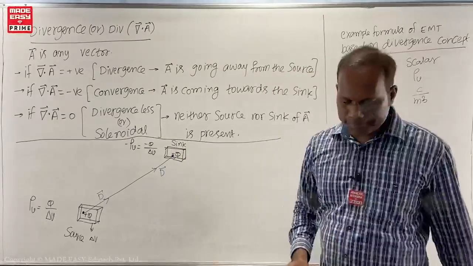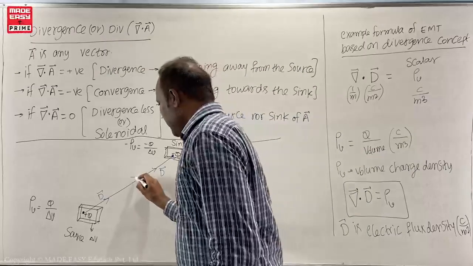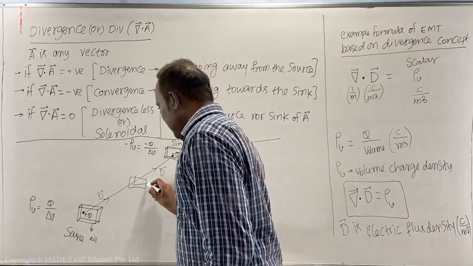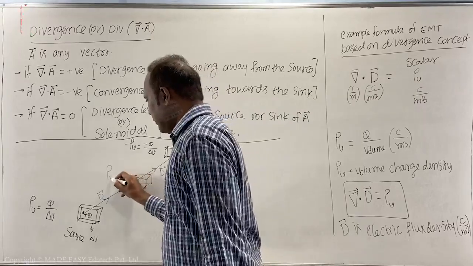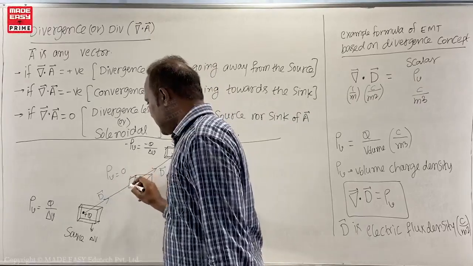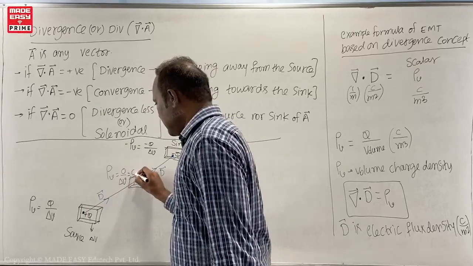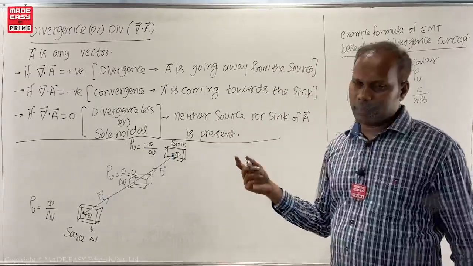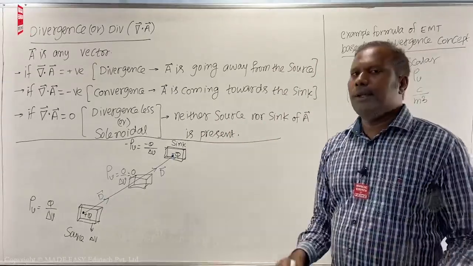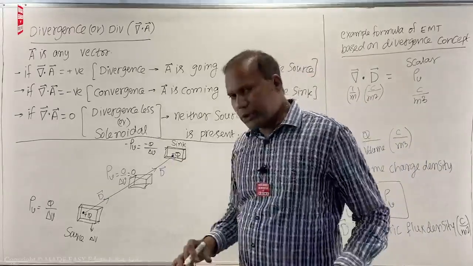That is the concept. Now if you consider one more small volume here, how much charge is there? Zero charge is there. So rho V is equal to 0 here, 0 by some delta V volume. Zero charge means neither source nor sink, that is, neither positive charge nor negative charge. Now this is the situation.